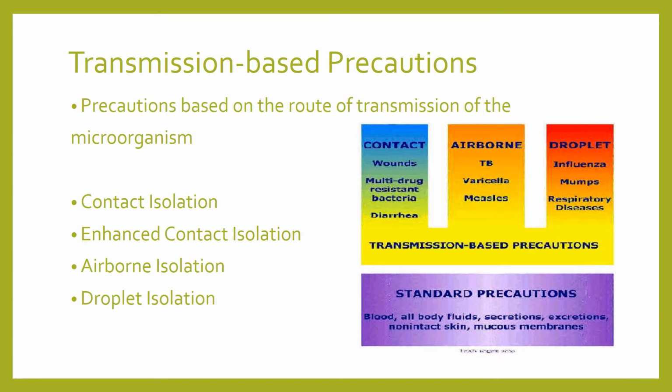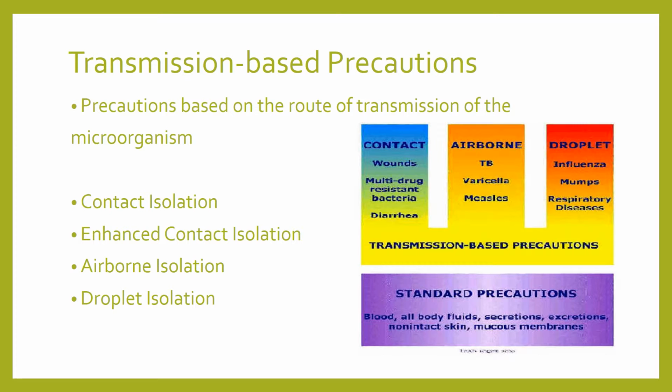Transmission-based precautions. Transmission-based precautions are additional infection control precautions used for patients who are known or suspected to be infected or colonized with infectious diseases. These precautions are based on the route of transmission of the microorganism. They build on standard precautions and include the use of hand hygiene, personal protective equipment including gloves, gowns, and masks as needed, and the placement of the patient into a private room.